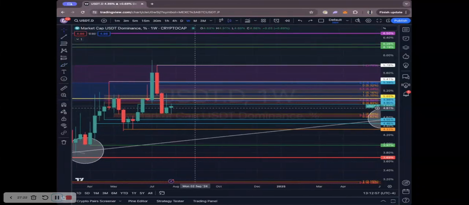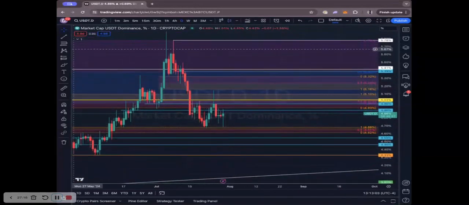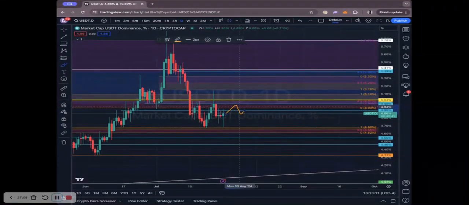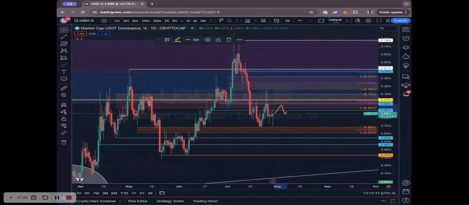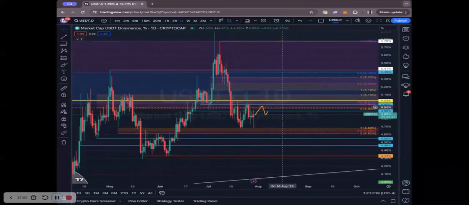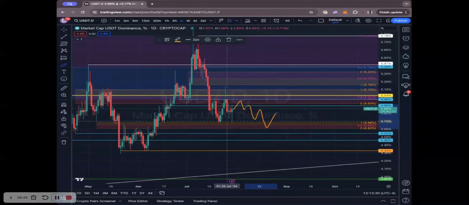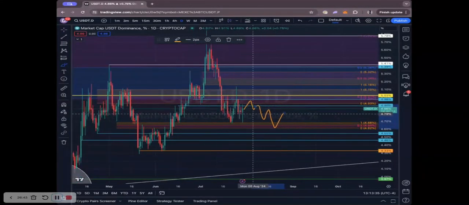Now, what I want to see here on USDTD is basically just the acceptance of this range. So if we dump a little further, I'd like this to dump a little further here, but continue to keep closures underneath 5%. So for me right now, 5% is kind of the magic number here, because if we can consolidate and continue to consolidate on the daily below 5%, which means that we would accept this range, then the crypto market as a whole would be more bullish.